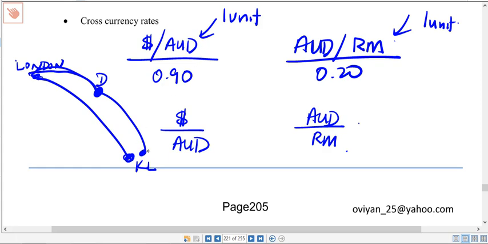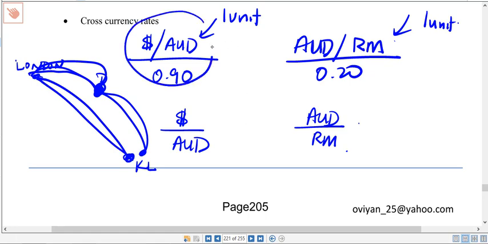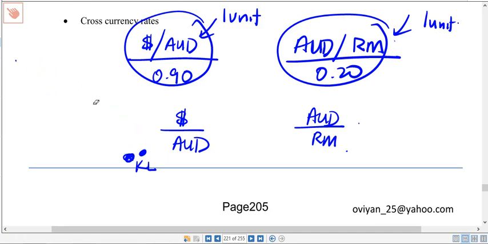That means you have a choice. You can go to Dubai first and then from Dubai to London, or you can go straight. So what we're doing here is you have 2 sets of currencies. If you want to find one currency, you can find it straight away, or you can just cross it. In this case you have dollar to Australian dollar to ringgit. Which currency is common in these 2 fractions? Australian dollar.